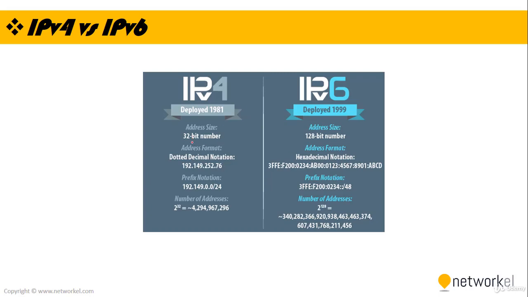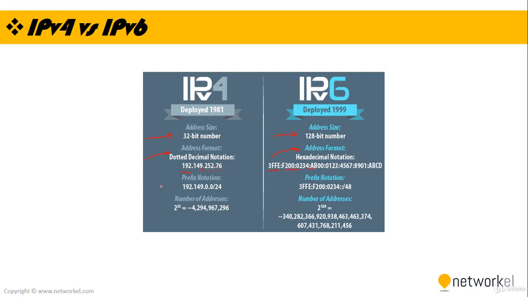The first difference is address size. IPv4 is a 32-bit number, while IP version 6 is a 128-bit number. The second is address format. IPv4 is shown in dotted decimal notation, as you can see, there are dots between the decimal numbers, while IP version 6 is shown in hexadecimal notation.